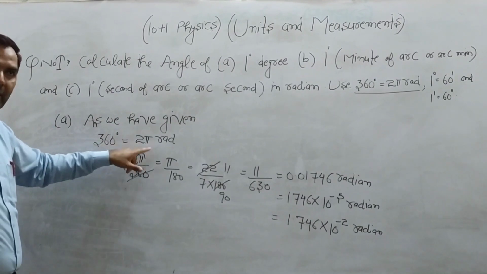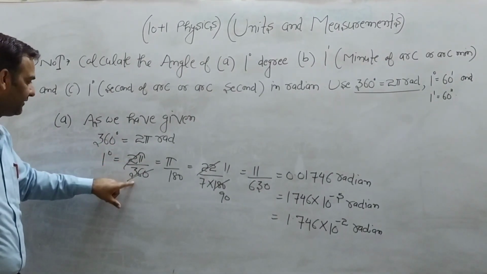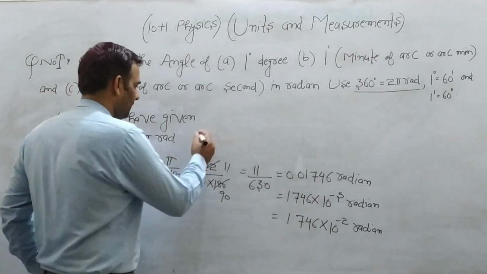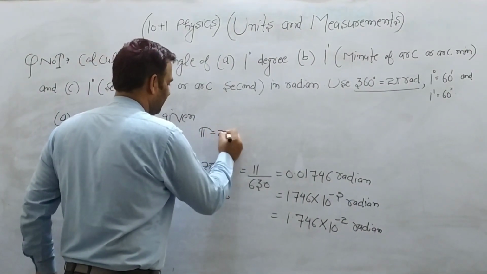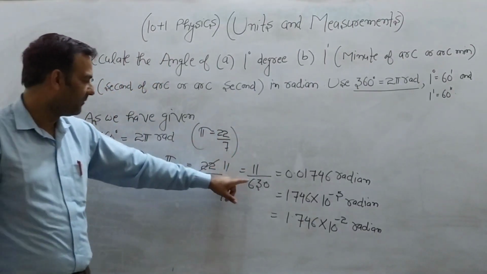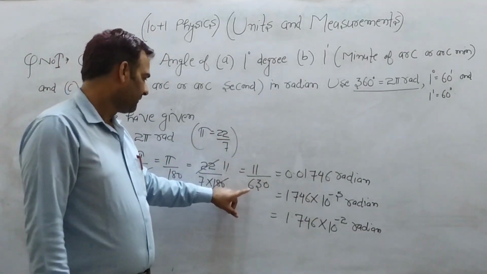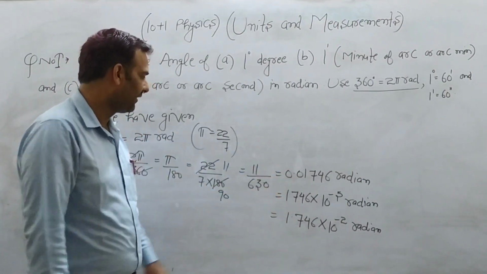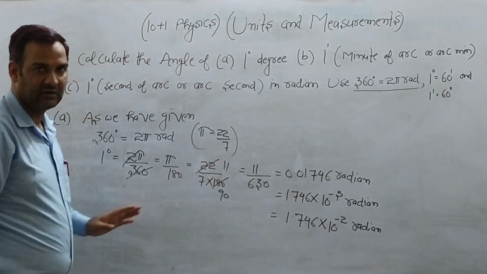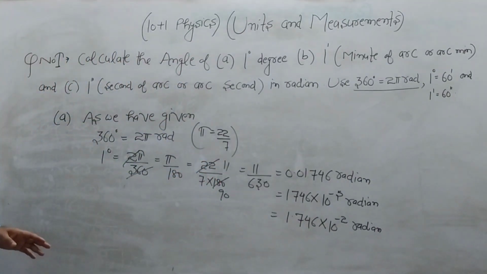360 degree is equal to 2 pi radian. 1 degree is 2 pi over 360, that is pi upon 180. Put in the value of pi. We take pi equals to 22 by 7. Yes, you know very well. By simplifying, we got here 11 upon 630, and simplifying here, 0.01746 radian. Clear? Now come to the second part.